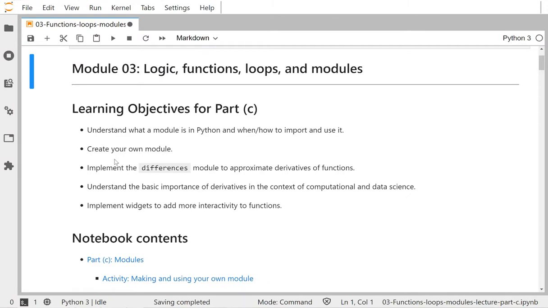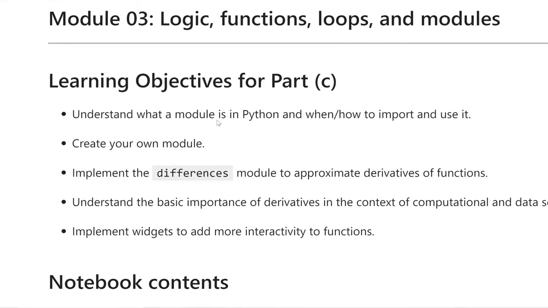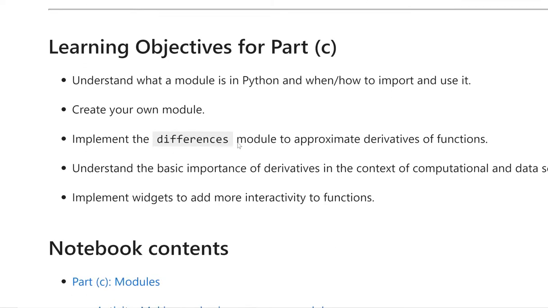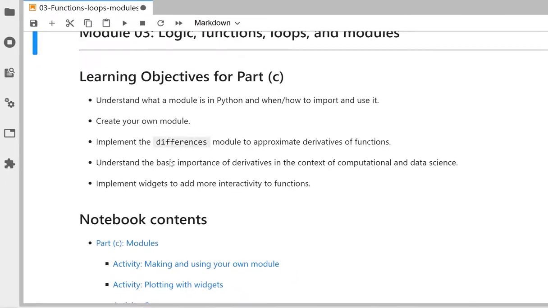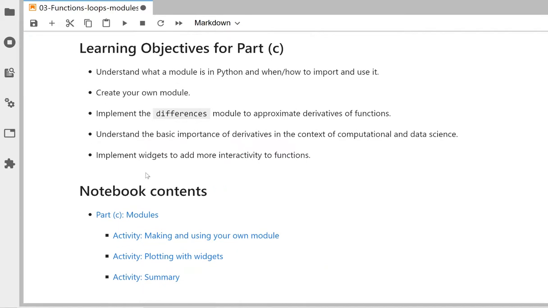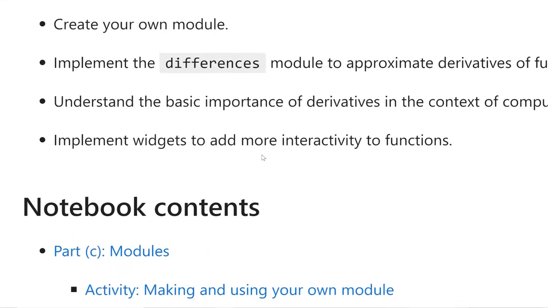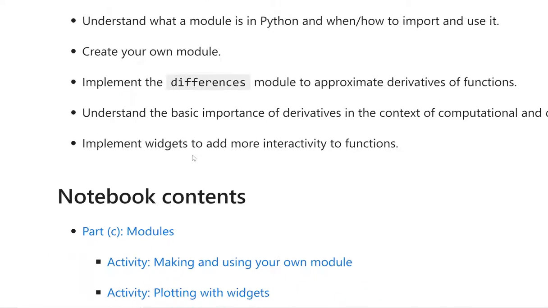And for our objectives, we will understand what a module is in Python and when and how to import and use it. You will see how to create your own module. In fact, that's one of the activities you are asked to do. We will implement the differences module to approximate derivatives of functions. We will understand the basic importance of derivatives in the context of computational and data science. And we will also begin to see widgets, which allow us to add more interactivity to our Jupyter Notebook environments.